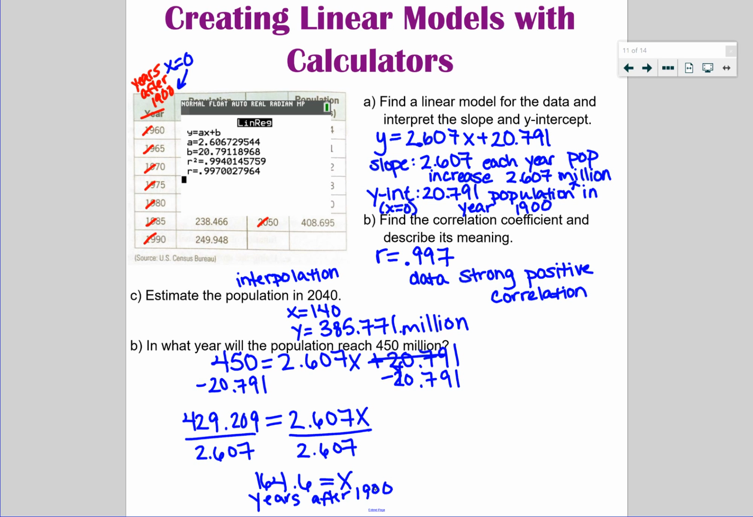So if we take 1900 and add about 165 years to it, we're going to say about 2065 is the year that we're going to reach that population. This is an example of estimating something with extrapolation. 2065 is a year that's beyond the data values that we were given. So we're estimating something well into the future here.